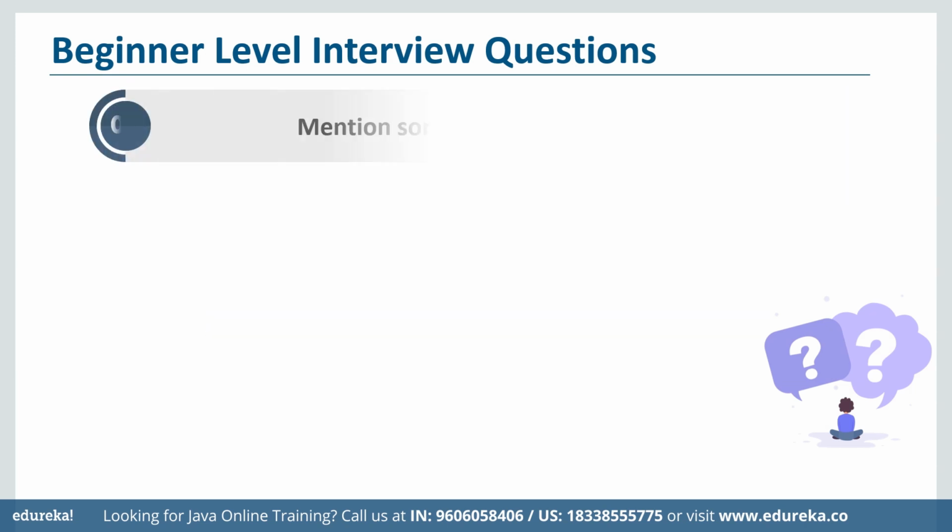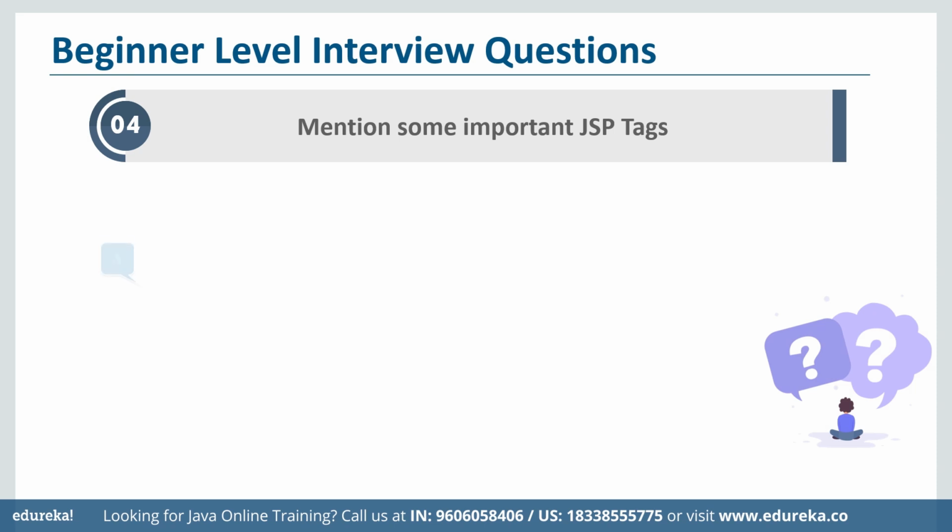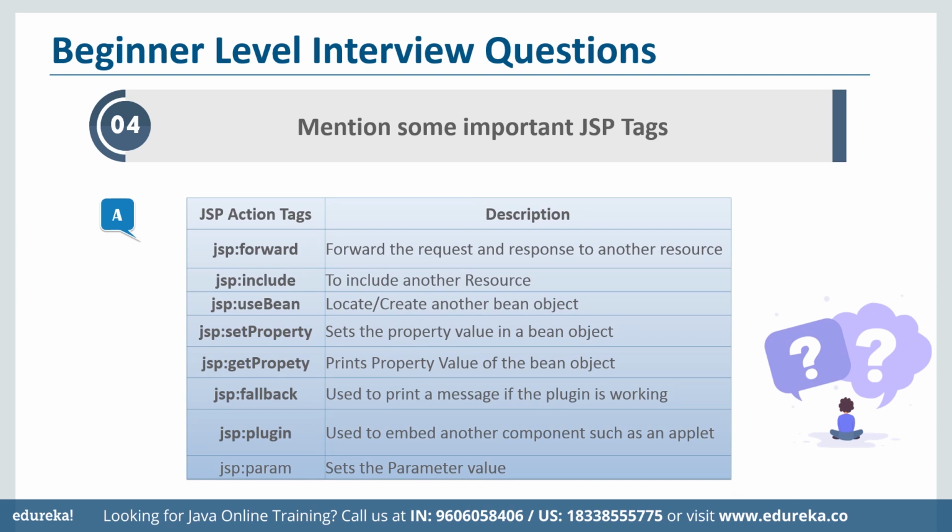The next question is mention the important action tags. The important action tags which we use in JSP are JSP forward. JSP forward is used to forward the request and response to another resource. The next tag is JSP include. JSP include tag is used to include another resource. Next is JSP use bean. This action tag is used to locate or to create another bean object.